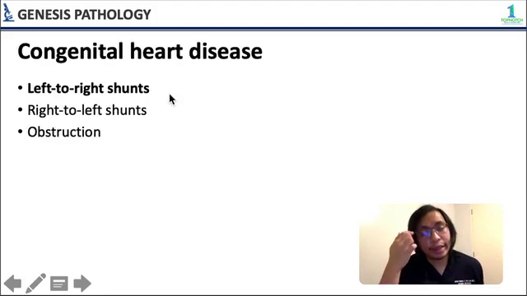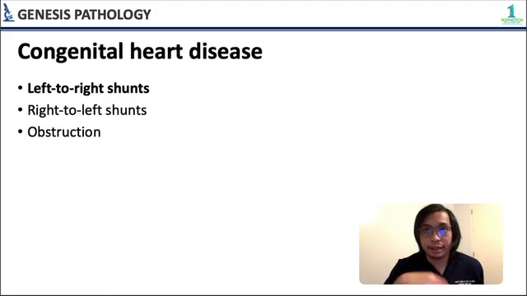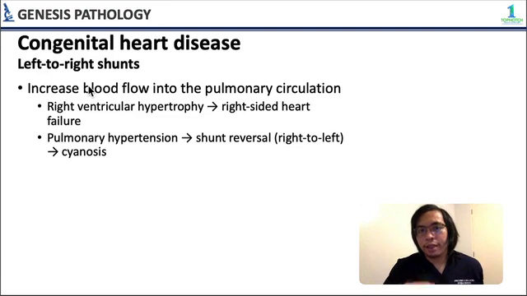Now, we can classify our congenital heart disease into left to right shunts, right to left shunts, or obstructive lesions. Now, first, we talk about left to right shunts. Usually you have a congenital heart disease that increases blood flow into the pulmonary circulation.